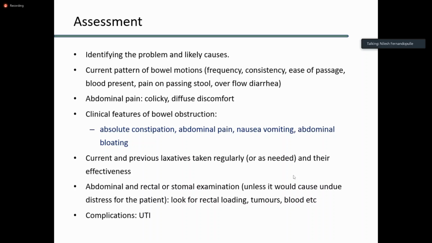Also check whether the patient has used laxatives before, because if you just prescribe the same laxative, the patient is not going to take it again. So you try to get the history of what the patient has already tried, because a lot of our laxatives are over the counter. When the patient comes to us, they would have already tried several laxatives. So just writing the same laxative won't help at all, or you need to at least explain why you're giving it. Do an abdominal examination, rectal examination. If the patient has a stoma, do a stoma examination. Like I told you, it will help to find the cause of the constipation, and see whether there are complications of constipation, like UTIs.